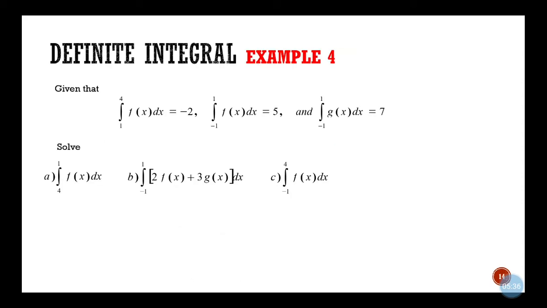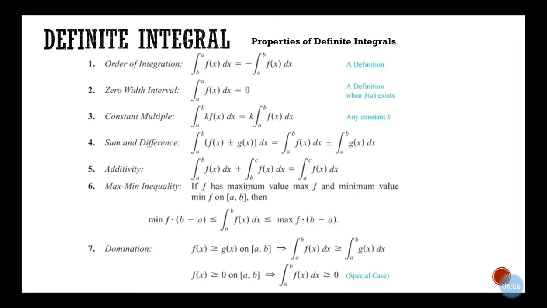Alright. So let's quickly solve example 4 here. Example 4 here, given to you, fx dx, okay, it's already given to you the value. The integration of fx dx from 1 to 4 is equals to -2. From -1 to 1, fx dx is equals to 5. Integration from -1 to 1, gx dx is equals to 7. We want to solve the following question here, a, b, and c, based on the properties of definite integrals here.